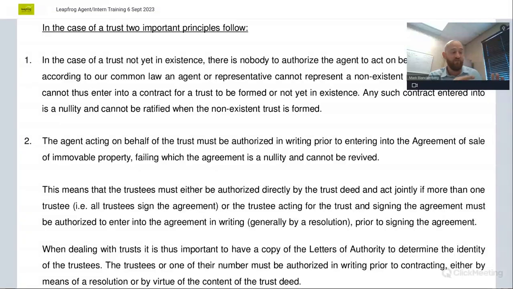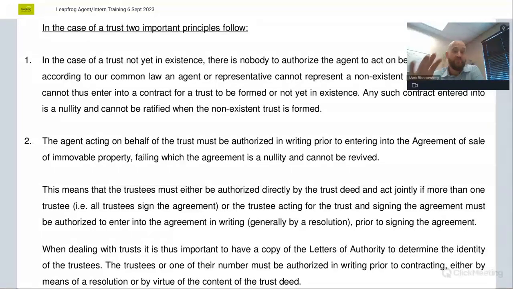And you don't have to, you can get the resolution done by a selling trust prior to you actually having an offer from a buyer. You can just say that they've mandated Leapfrog to sell the property, and that any purchase price above whatever, or you can leave the purchase price blank as well. But it needs to set out that they've mandated you to sell the property, and that XYZ person of the trust is authorized to sign the offer to purchase on behalf of the trust.